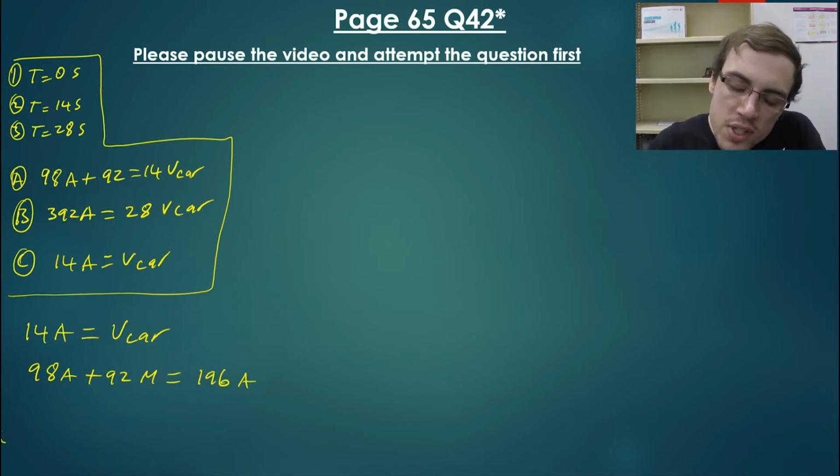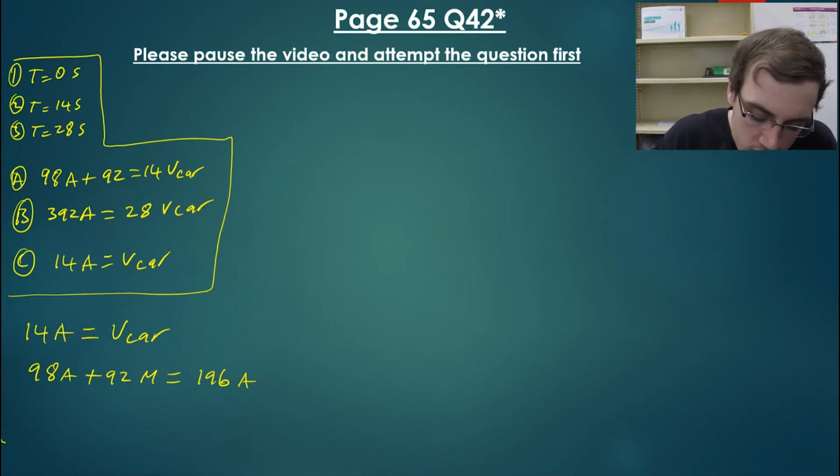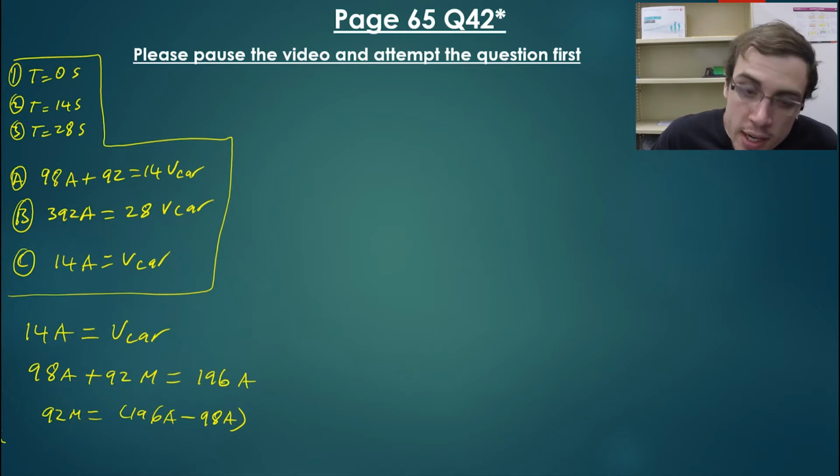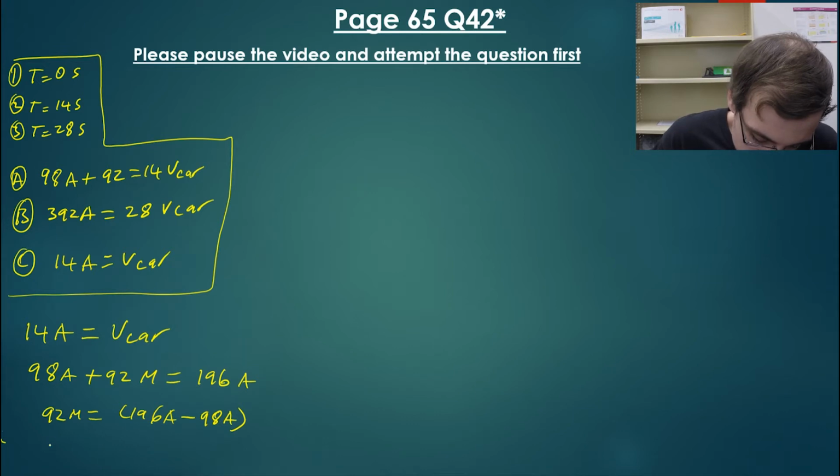Okay, so we've substituted that value in. Now, instead of having 2 unknowns, we have 1. So we can rearrange this: 92 meters is equal to 196A minus 98A. So we go 196 minus 98, which is going to give us 92 meters is equal to 98A.